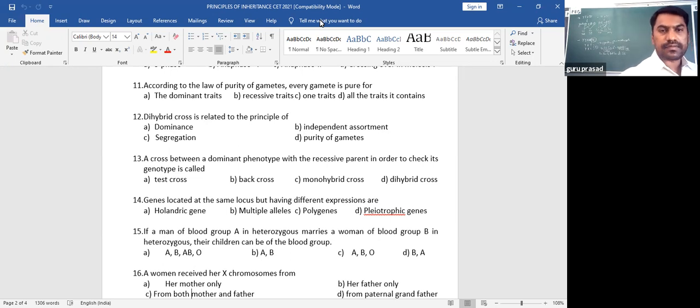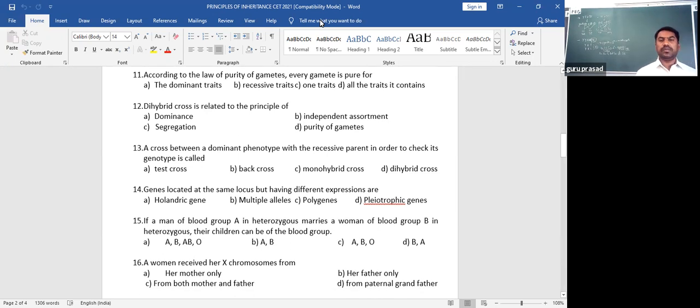The next is, dihybrid cross is related to the principles of. So the answer is very clear. Dominance is in both the first law and the second law, not only dihybrid, monohybrid and dihybrid. Both times you will get dominance. So segregation is only for monohybrid cross. So dihybrid cross is related to the principle of independent assortment. That's why a dihybrid cross is concluded by the second law, called the law of independent assortment. Again, purity of gametes is nothing but the first law.